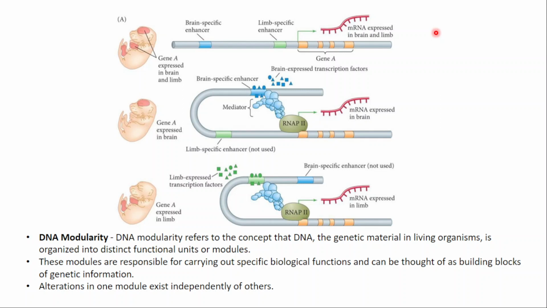The first concept was DNA modularity. DNA modularity refers to the concept that DNA, the genetic material in living organisms, is organized into distinct functional units or modules. So DNA as a whole is organized into distinct units, and at a given time one unit of it can be activated, manipulated or repressed without affecting other units. These modules are responsible for carrying out specific biological functions and can be thought of as building blocks of genetic information. So many such modules combine together to carry out a biological function.